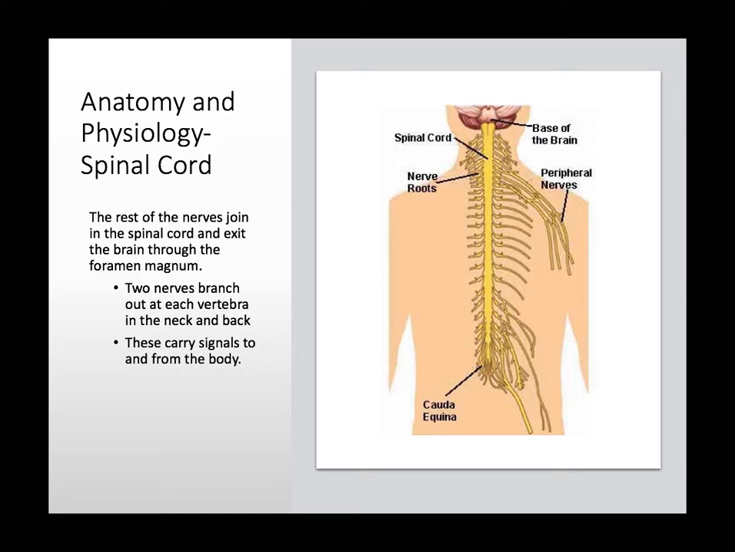Two nerves branch out at each vertebra in the neck and the back. So at each vertebral bone, two nerves will branch out. Those nerves carry signals to and from the body. And those are called spinal nerves.